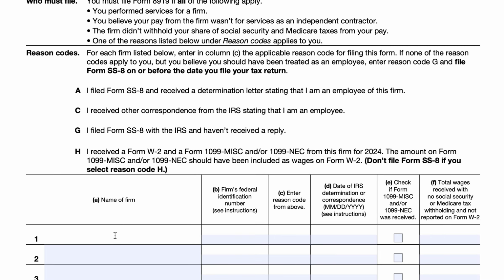So let's just say he's an employee of Acme Enterprises, and their federal identification number, their employer ID number, and let's just say that he did file a Form SS-8. He got an IRS determination saying that he is an employee of the firm. Let's just say that he received it at the beginning of, we're doing this for the 2024 tax year.